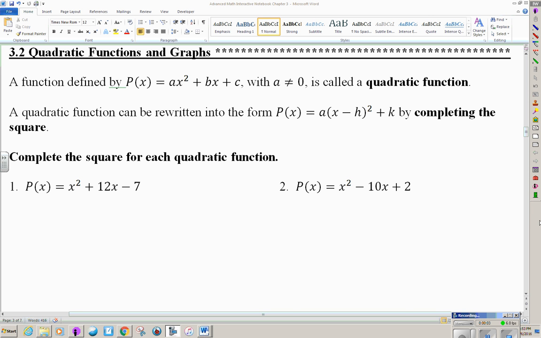This lesson is 3.2, Quadratic Functions and Graphs. We're going to learn about quadratic functions, how to complete the square to get vertex form, and then to analyze the parts of the graph.